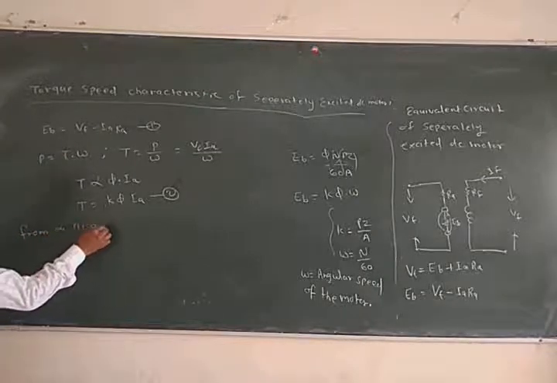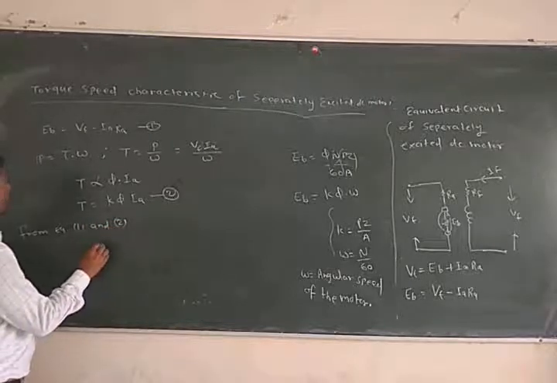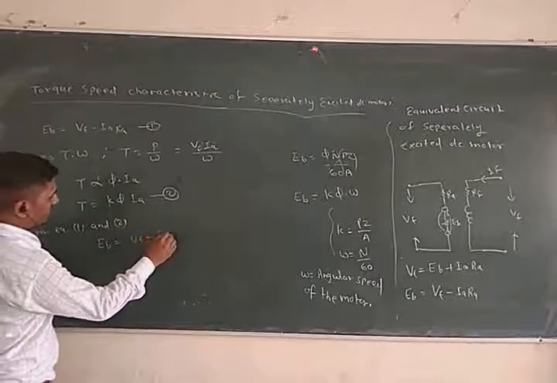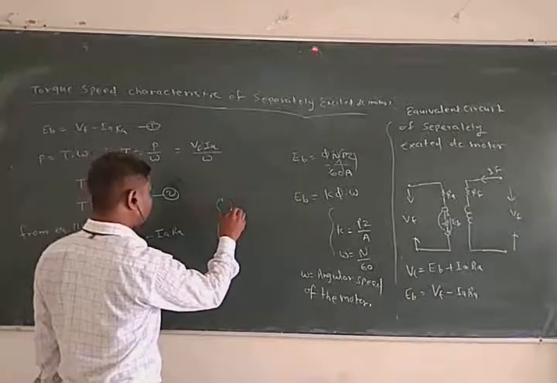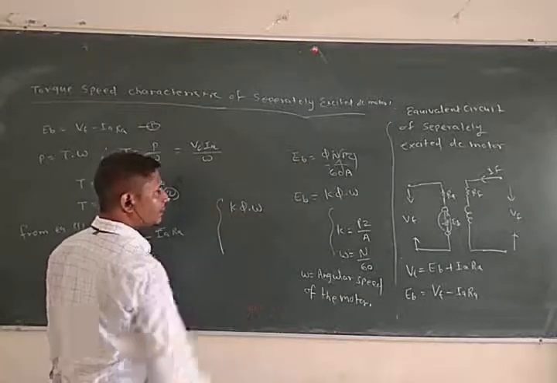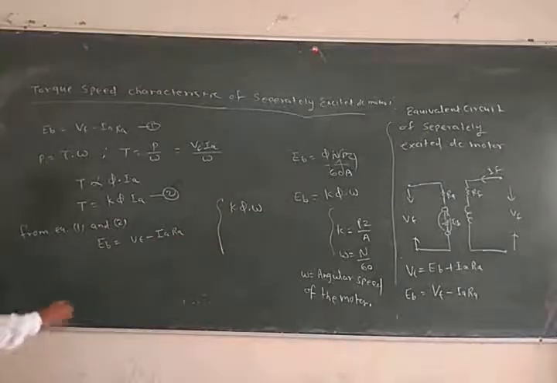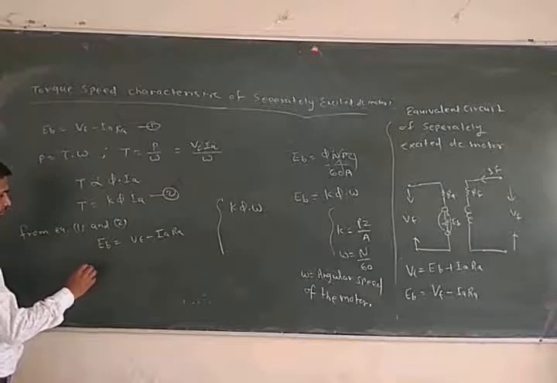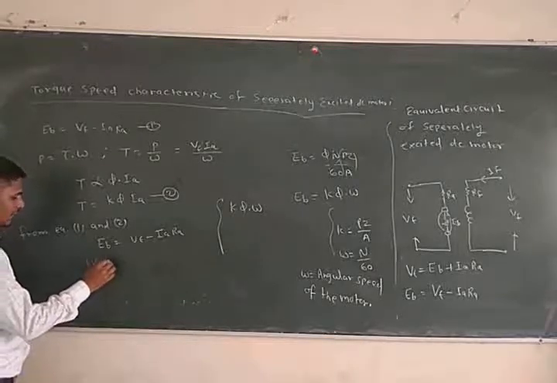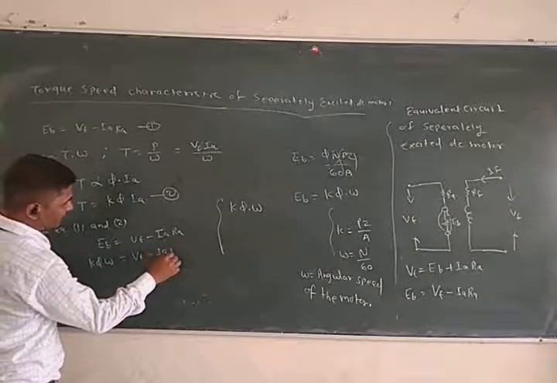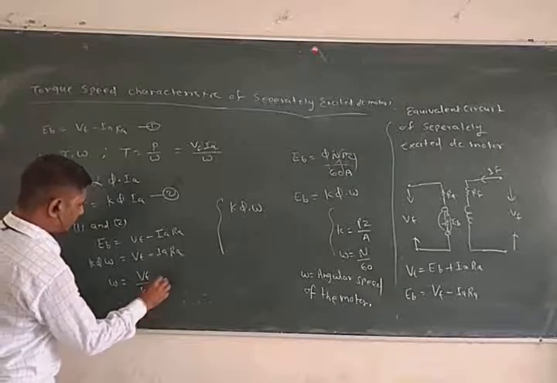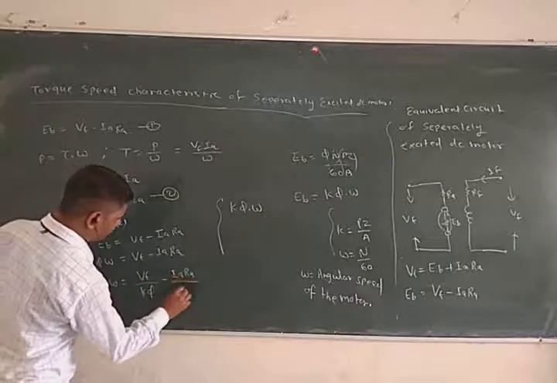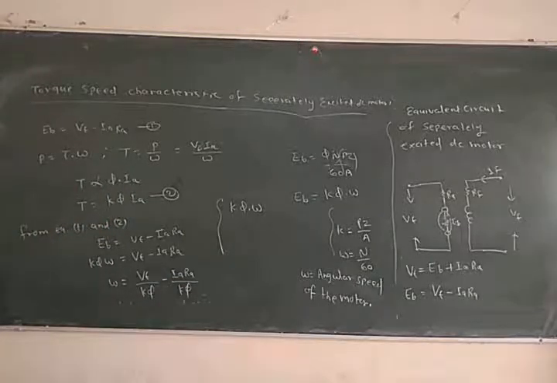Now from equation 1 and 2. Ea is equal to VT minus IA RA, and Ea is equal to K phi into omega. So K phi into omega is equal to VT minus IA RA. Speed omega is equal to VT upon K phi minus IA RA upon K phi.